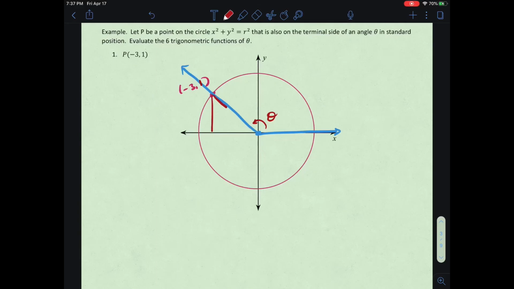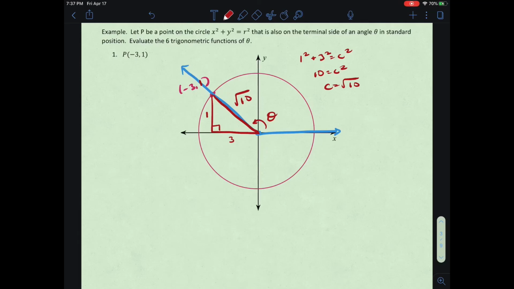And what we're going to do is look at this right triangle that's formed, because that's the triangle that we're going to be using to evaluate the 6 trig functions of theta. So looking at this right triangle here, this leg here has length 3. This has length 1. If we use Pythagorean theorem, we can do a squared plus b squared equals c squared, where c is the length of the hypotenuse. If you simplify, you get c equals square root of 10.